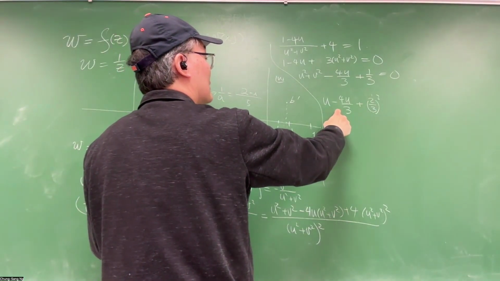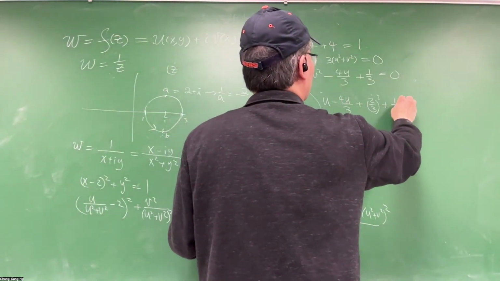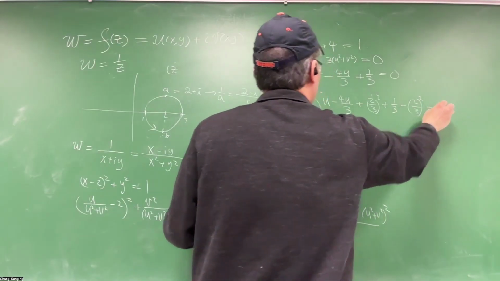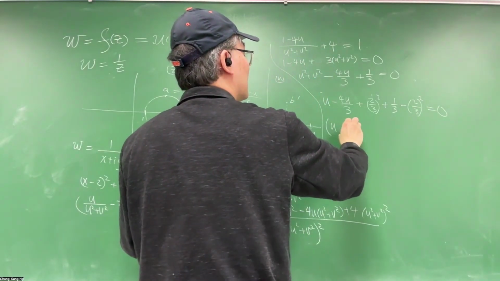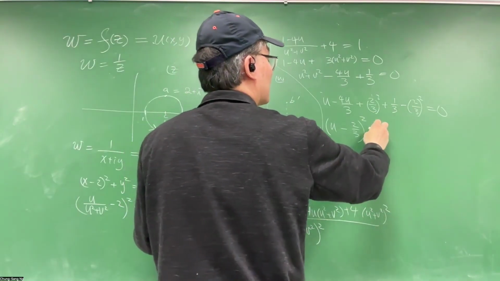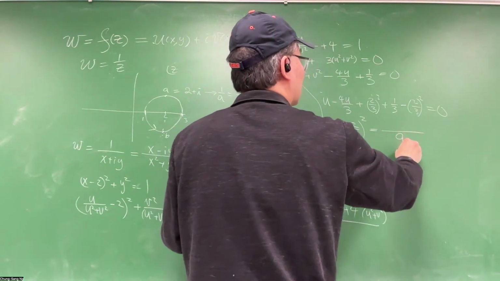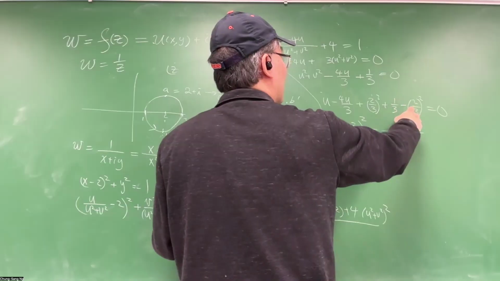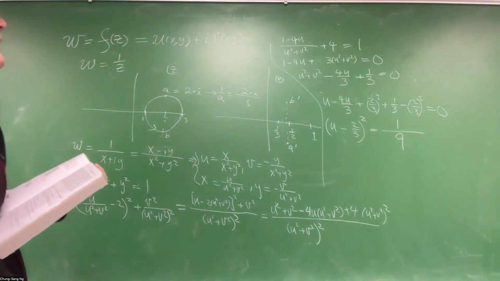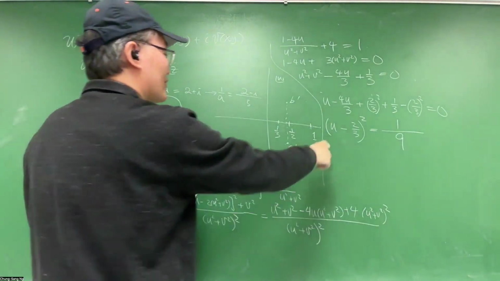U, right. Plus 1/3 minus 3/3 squared. That is u minus 3/3 square. I'm going to move those to the other side. 9, 4 minus 3, 4 minus 3. Did I get it correctly? So this is indeed a circle.